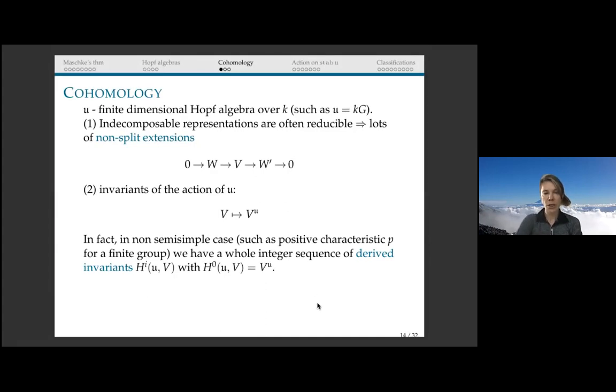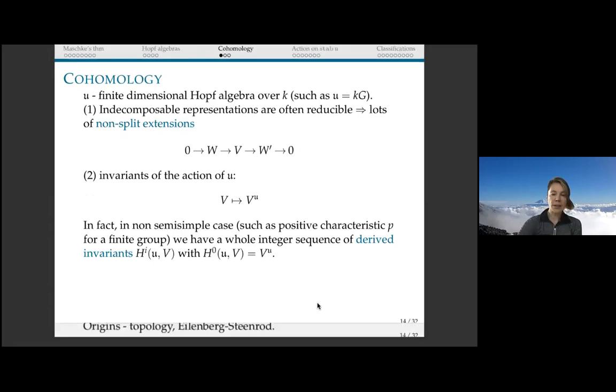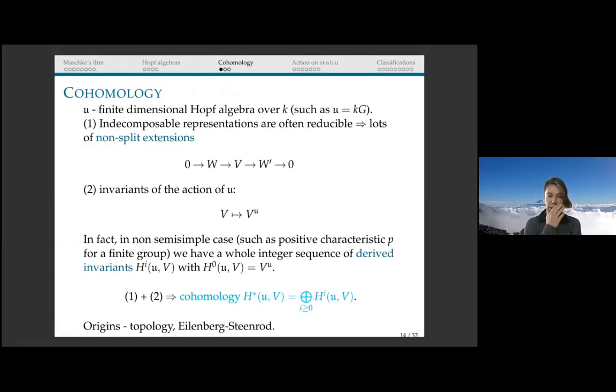Another way to look at cohomology is to look at invariants. We can just look at invariants first. So U acts on this vector space V, and we take invariants. It turns out that in positive characteristic, when we don't have the splitting property, we have not just invariants, we have a whole integer sequence of derived invariants. Taking invariants is not an exact functor, so we use derived functors. Both of these points of view lead to the cohomology of our Hopf algebra with coefficients in a vector space on which it acts.